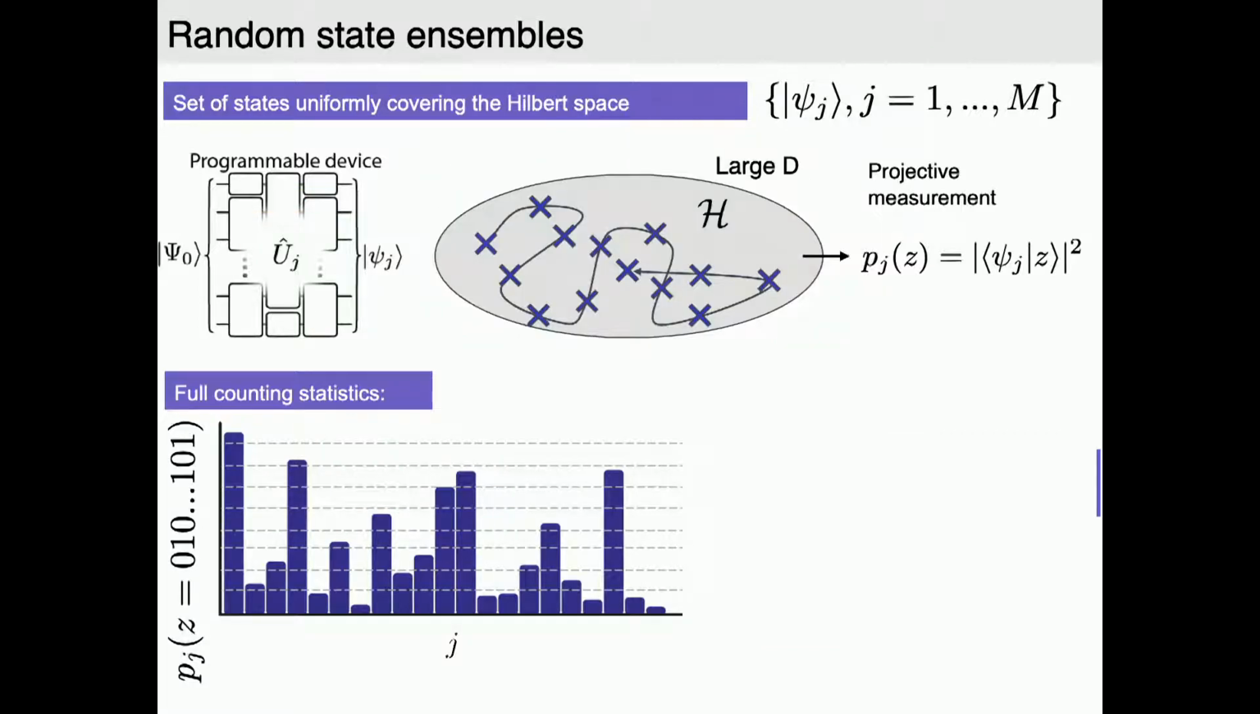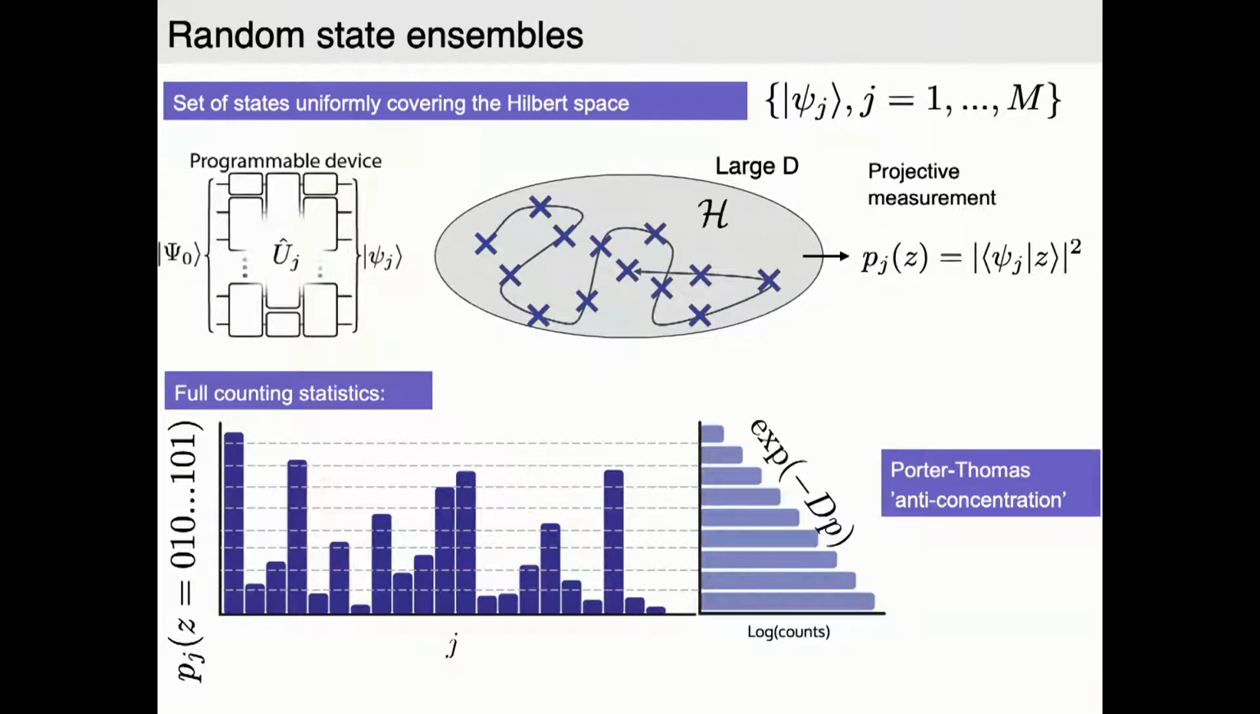Let's go to the large D systems, or large dimensional Hilbert spaces. I can do the same thing. Now I can look at the probability of finding some bit string combination in the system. Again, I look at counting statistics, and it turns out if it's random, it's actually a so-called Porter-Thomas distribution. It's an exponential distribution. Again, this is called anti-concentration. And then if you have errors, again, you get some sort of a peaked distribution, and it's called concentration again.